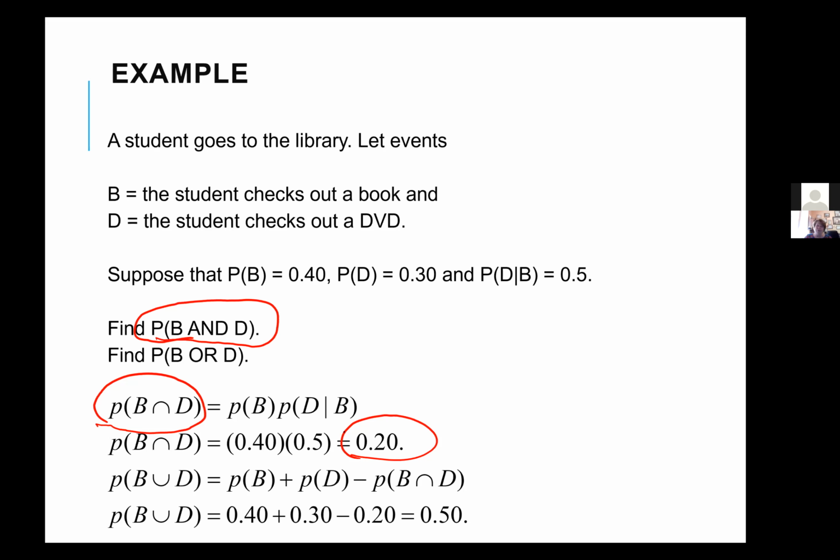What's the probability of him checking out one or the other, a book or a DVD? Well, according to our formula that we got earlier, to find an OR-type probability, we add the two probabilities and we subtract off the probability of both of them occurring at the same time. Now, these are not mutually exclusive. And they're not because the AND probability is not 0.